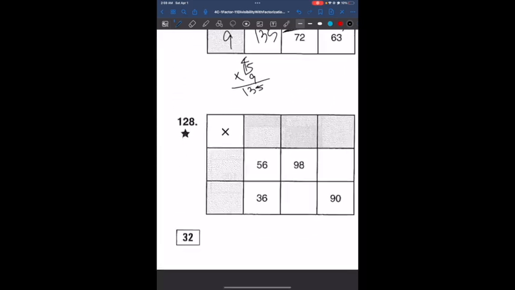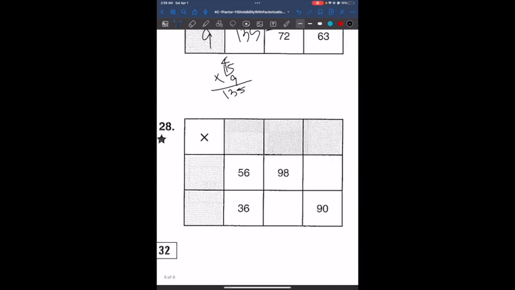And so we're on problem 128. And so 56 can be expressed as 2 times 2 times 2 times 7. 36 is 2 times 2 times 3 times 3. 98 is 2 times 7 times 7. And 90 can be expressed as 2 times 3 times 3 times 5.